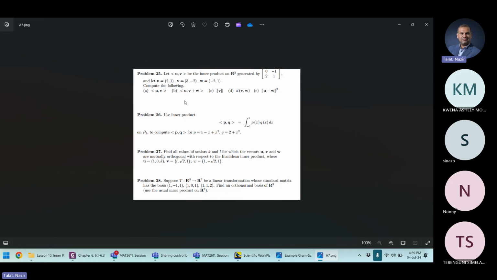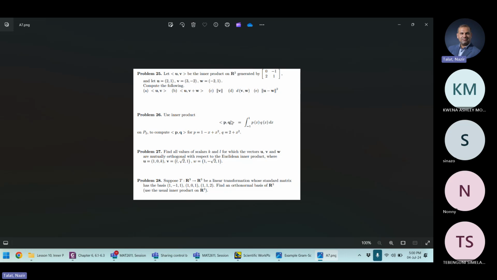So the inner product generated by that matrix, if this is available, then with the help of that, one can compute these inner products. When you see the topic that the inner product can be generated by any given matrix, we can compute their inner product. So this is the first problem.